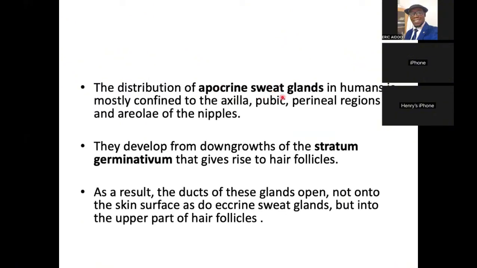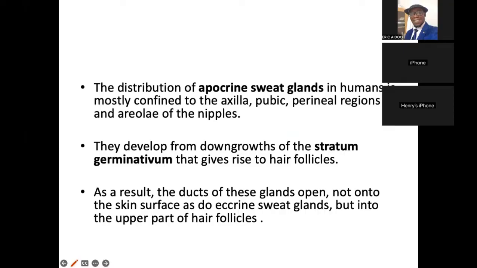We also have apocrine sweat glands. We have seen eccrine sweat glands and apocrine. These ones are usually related to the armpit region. Okay, and so you have them in the axilla and then the pubic area, and then also the perineal region. They develop from downgrowth of the stratum germinativum. We have talked about stratum germinativum as being one of the layers of the epidermis, which is always vibrant, divides and forms new cells on top of it, okay, to replace those at the top.